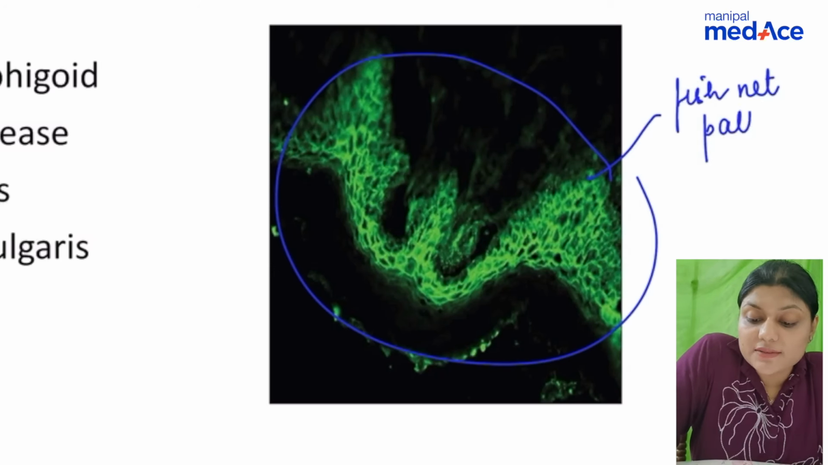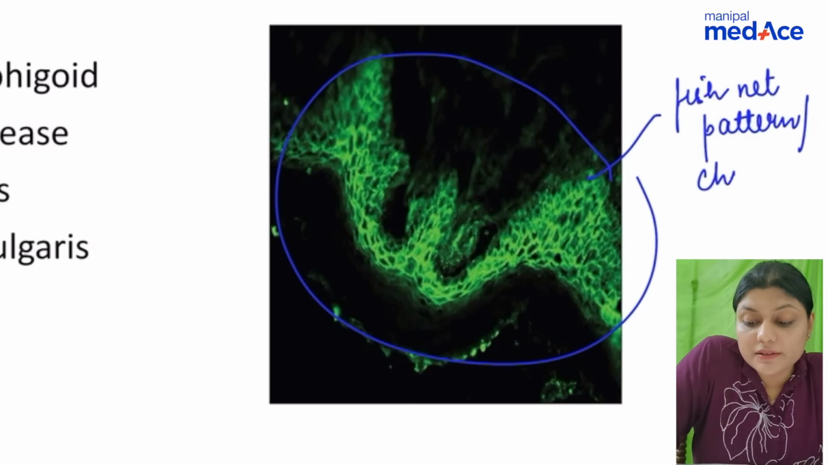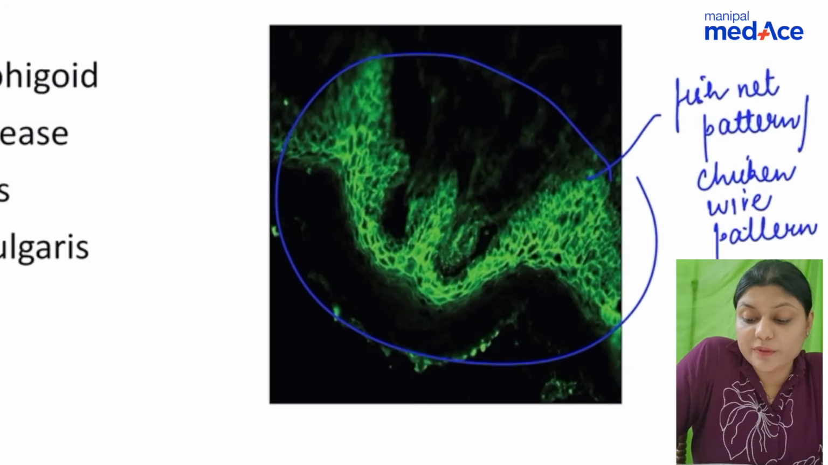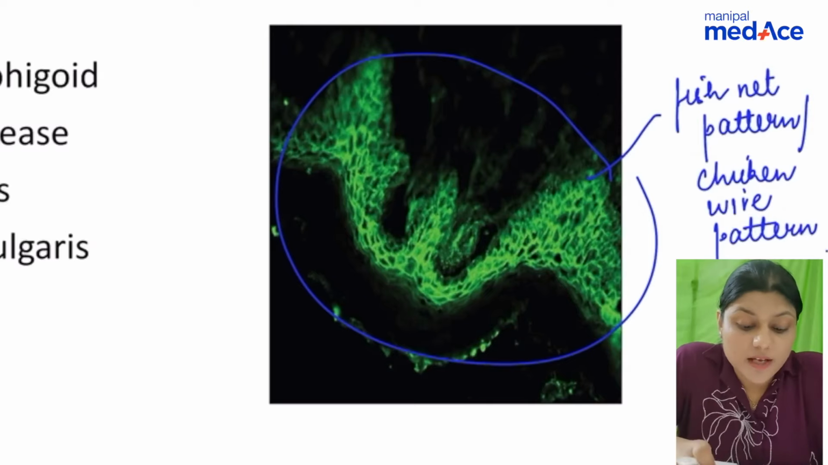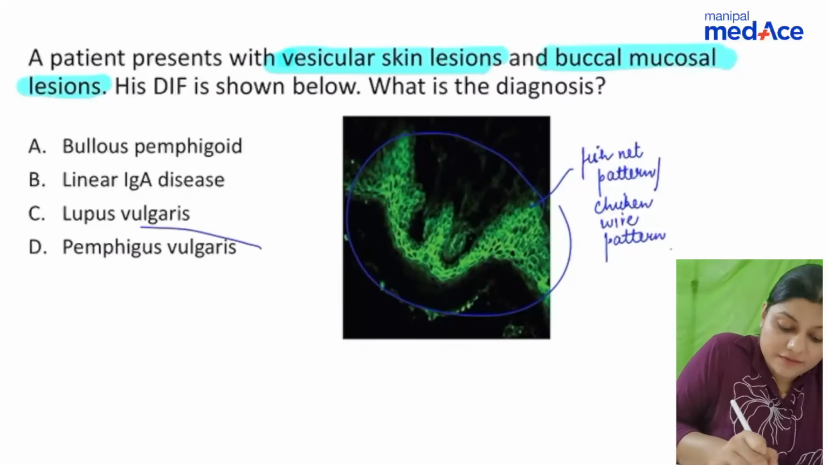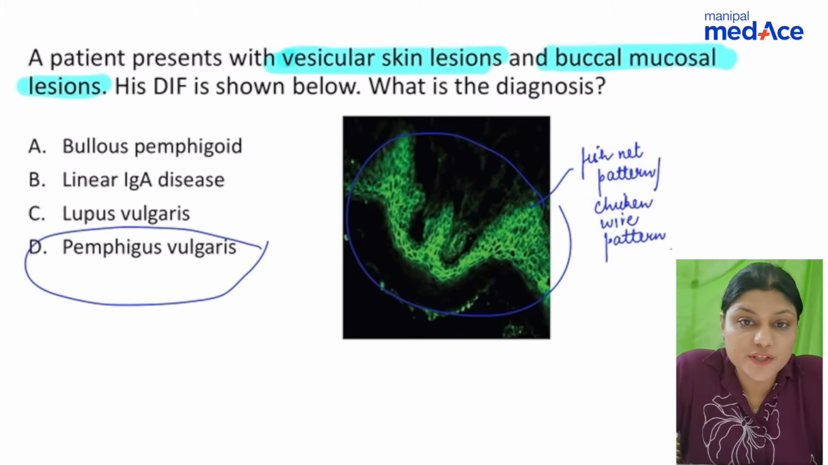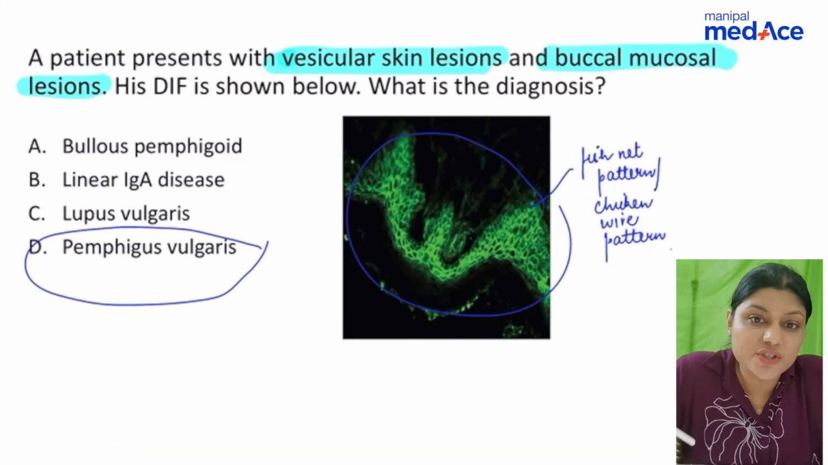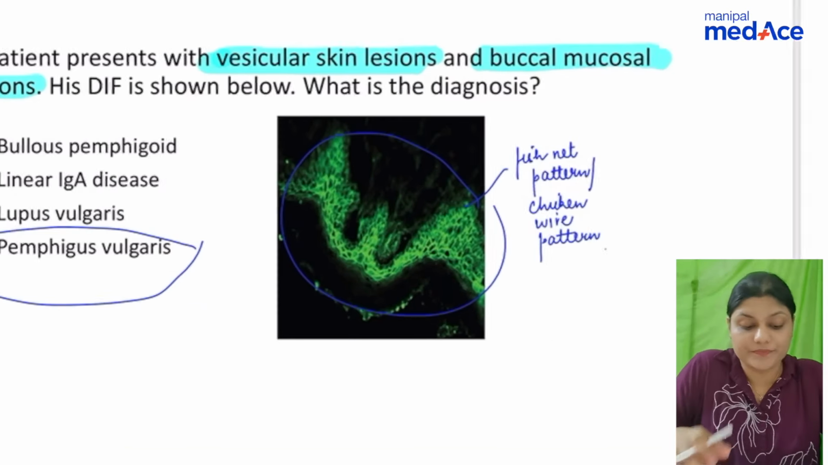also known as chicken wire pattern. So even if in the question there is nothing mentioned about the type of lesions, just by seeing the DIF you can tell that the answer is Pemphigus vulgaris because of the characteristic DIF appearance, the fish net pattern. Deposition is intradermal and because of acantholysis the deposition is in a fish net pattern.